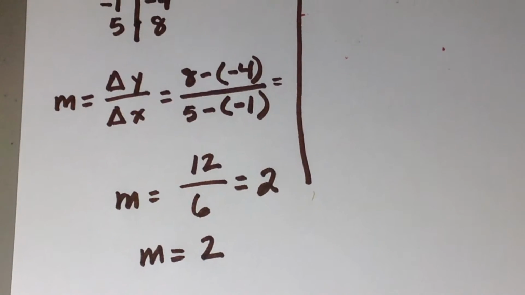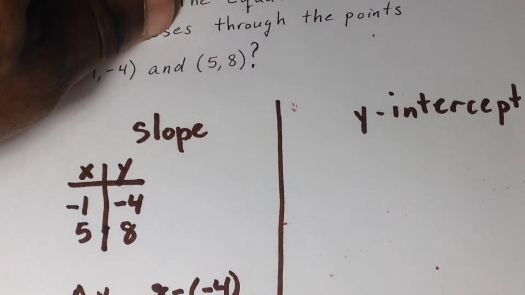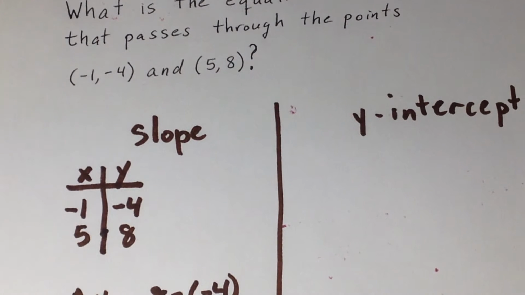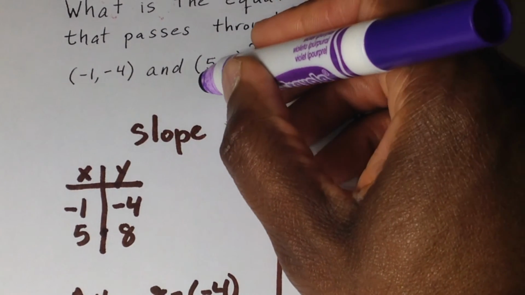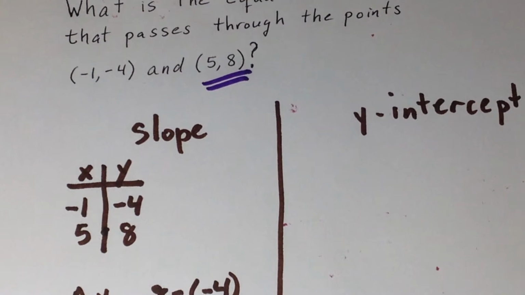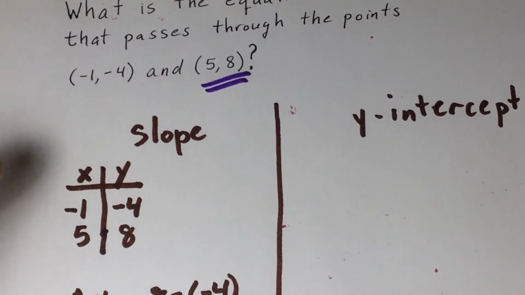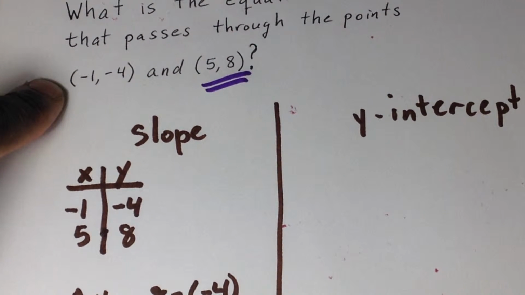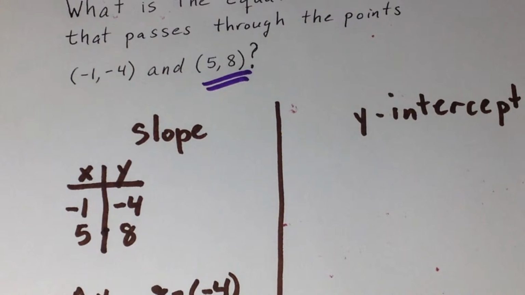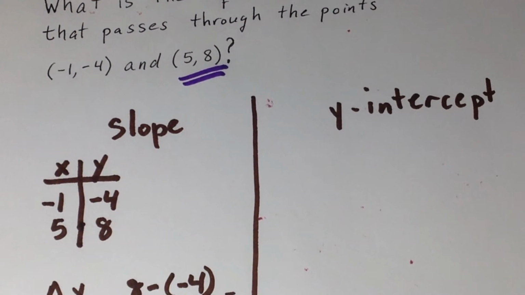Okay, let me bring this back down. Now, which point should we pick? You can pick any one of the points, any of the 2 points. I'm going to pick this point over here, 5, 8, because I like dealing with positive. I got a positive character. So I want to deal with all positives, okay? You could have used this point also, -1, -4, and you'd still find the y-intercept.